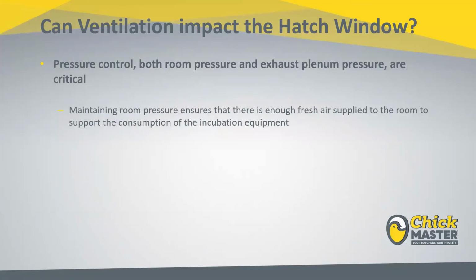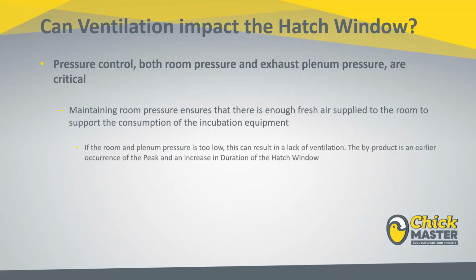And you can't really emphasize that enough, because if I've got a room that's running low in pressure, then what that tells me is that I have a lack of ventilation. The byproduct is an earlier occurrence of the peak and an increase in the duration of hatch window. Why? Because the machines won't receive enough fresh air. Without fresh air, they're going to have to use more water cooling. You see a lack of oxygen, an increase in CO2, an increase in moisture. All those factors add up and cause a machine to just not run as consistent as it should, because we're not providing adequate environment for the embryo.